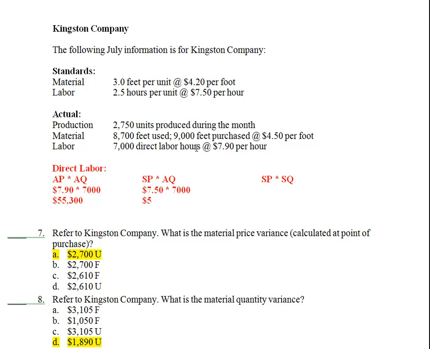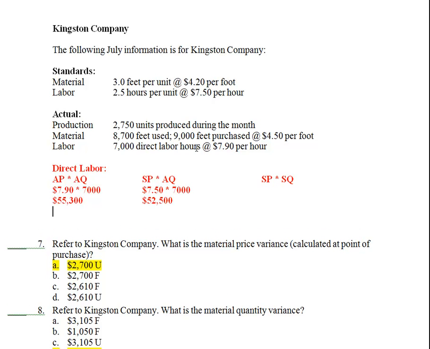So that gives you $52,500. Now we can take the difference between the 2 columns, and that gives you a $2,800 difference. So you've got a $2,800 labor rate variance. To figure out if it's favorable or unfavorable, you can simply compare the AP and the SP.